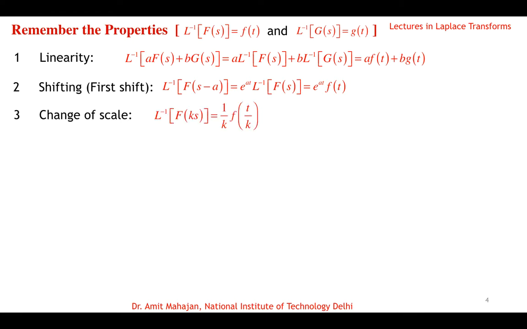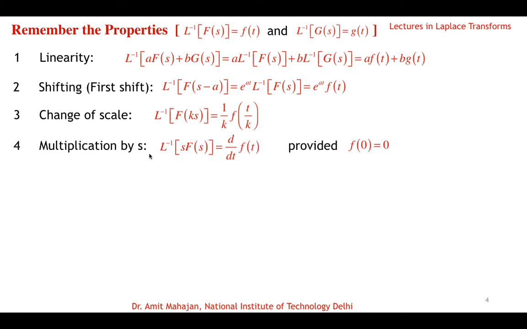The third property is change of scale. Okay, so Laplace inverse of F of ks. The scale of s is changed to ks, then its result is 1 by k f of t by k, where this f is Laplace inverse of Fs. Okay, so it is again a similar property.